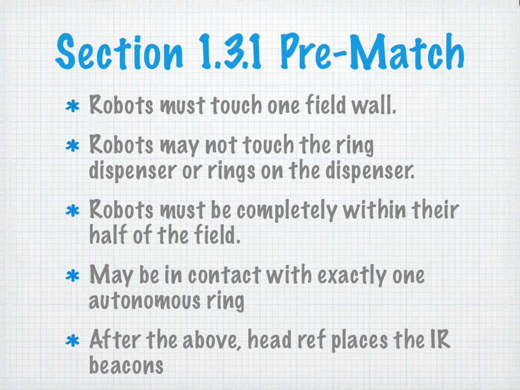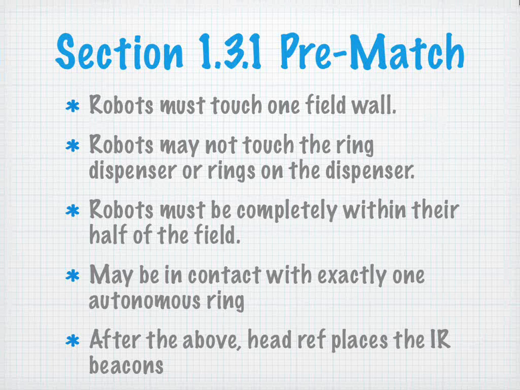In the document, section 1.3.1 talks about things you need to do before the match. When the robot's placed on the field, each robot has to touch exactly one field wall. It may not touch the ring dispenser or the rings on the dispenser, for either dispenser, theirs or the opponent's. It must be completely within their half of the field, so you can't have a part hanging over onto the other side of the field. It's allowed to be in contact with exactly one autonomous ring, so either 0 rings or 1 ring. It's not allowed to be in contact with more than 1 ring.